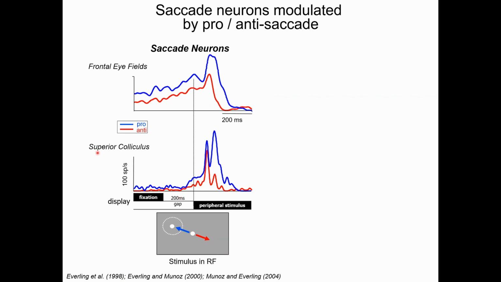If we just focus on this one superior colliculus saccade neuron now, there are 2 traces here. I'm showing you the response of this saccade neuron in blue for pro-saccade trials and in red for anti-saccade trials. I'm only showing you the trials where the stimulus is in the response field of the neuron. For the pro-saccade task, the monkey's going to look into the response field of the neuron. For the anti-saccade trials, the monkey has to look in the opposite direction.